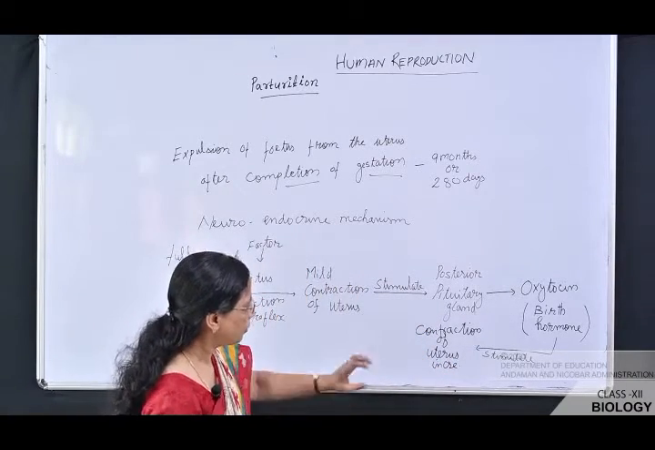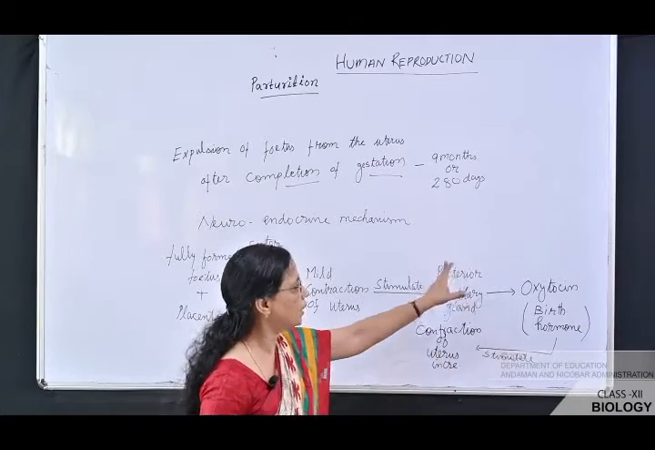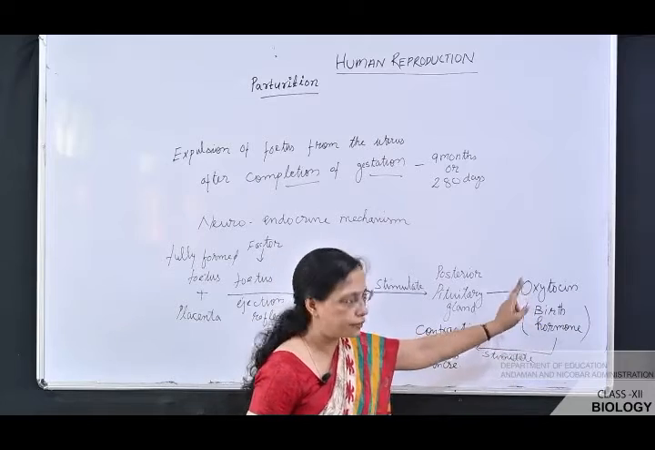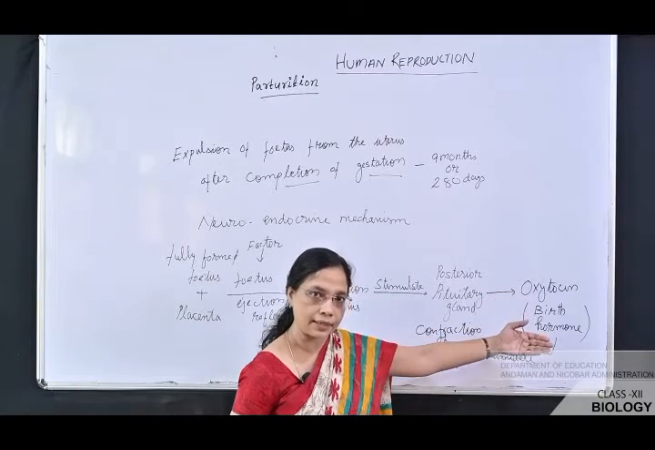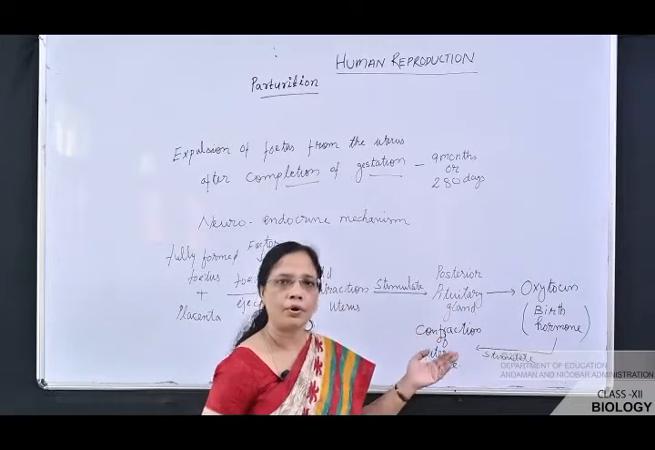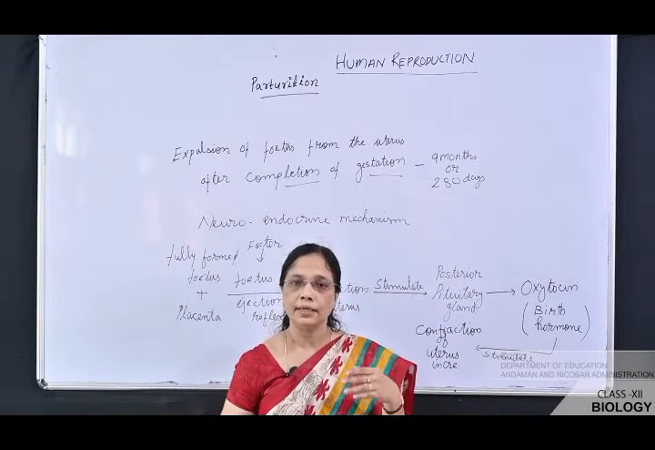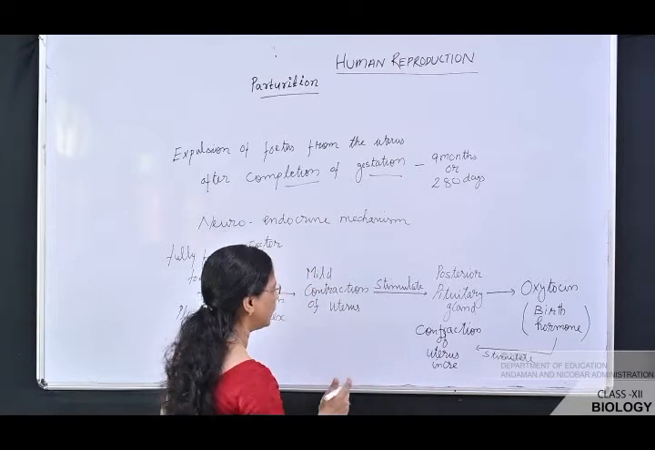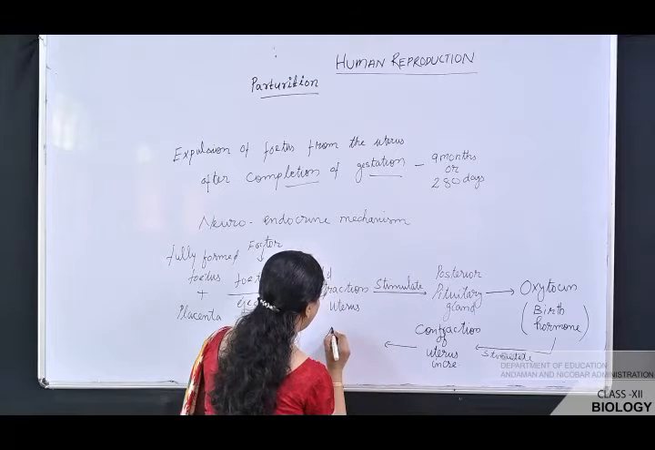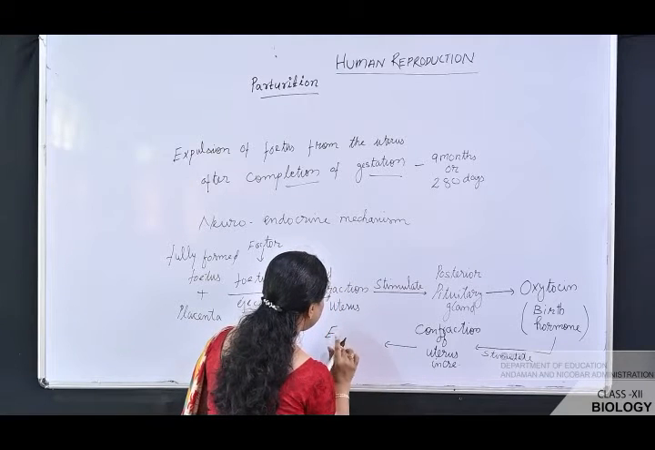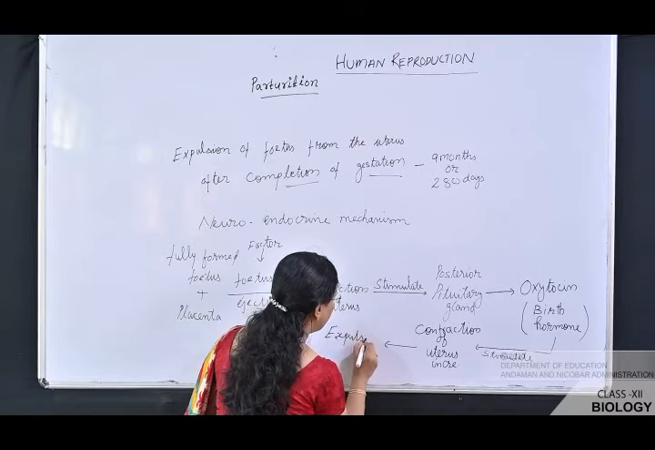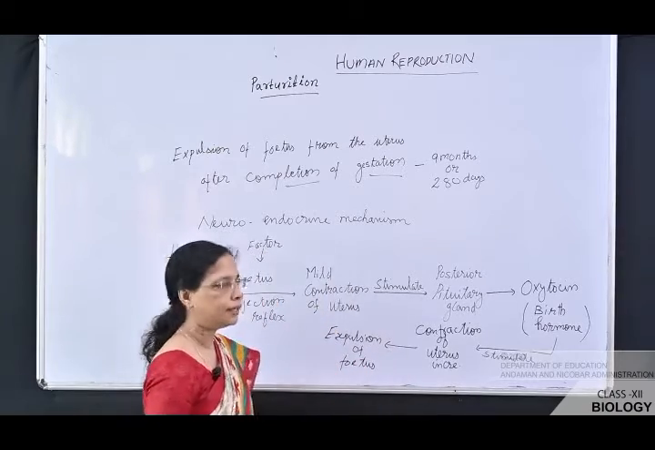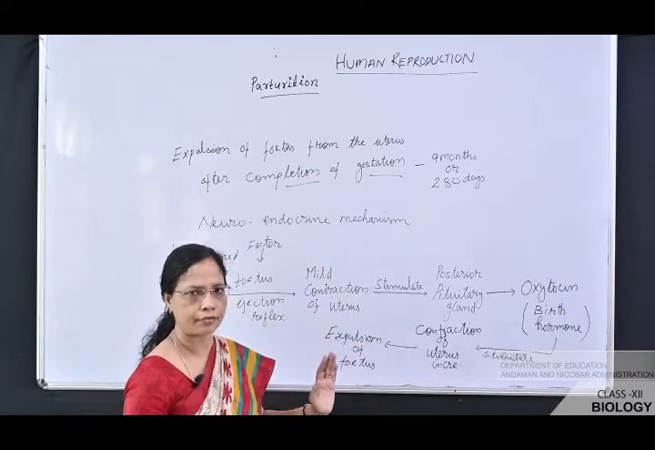Now this contraction again stimulates the posterior pituitary gland to secrete more oxytocin. When the level of oxytocin becomes higher, again the intensity of the contraction increases, causing labor pain. After that, the fetus is expelled out. Expulsion of the fetus takes place. This is known as parturition. This is the flow chart of parturition.